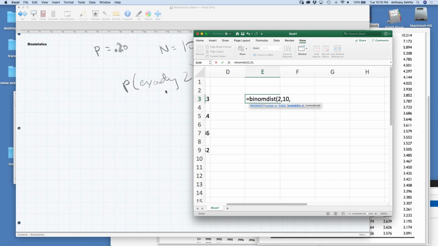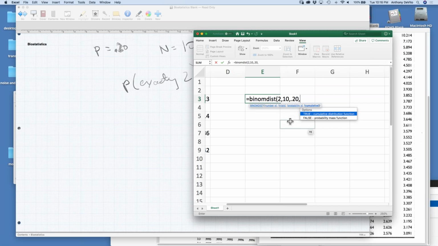The next thing it wants to know is the probability for any individual. If I randomly picked any person in this population, the probability that they bike to work is, as we said, 20%. Then comma, and it's asking me for cumulative, true or false. If I say true, it's going to give me the probability for 2, 1, and 0. In other words, the probability of 2 or fewer people out of 10 that bike to work on a regular basis. That's not the question answer.